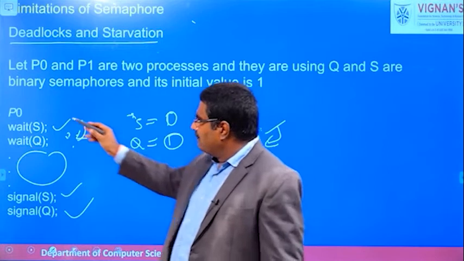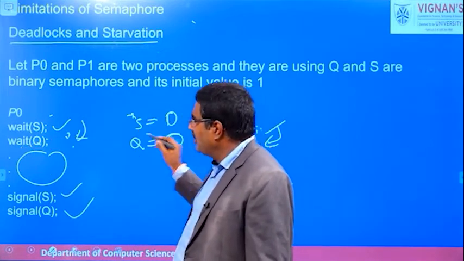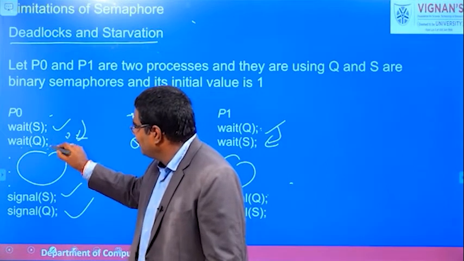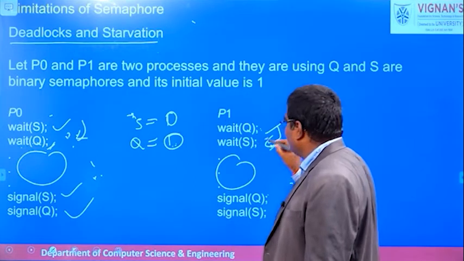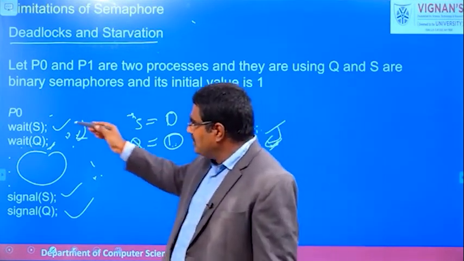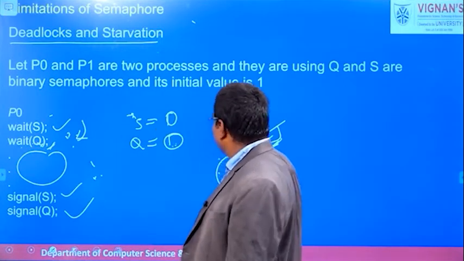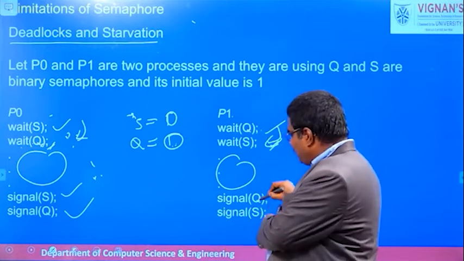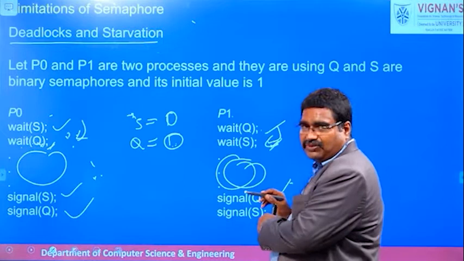So automatically P0 is executing the wait of Q. What is the Q at that time? It is 0. For that reason, P0 is waiting on the wait of Q. Similarly, P1 calls the wait of S. S is also 0, so it is waiting. That is nothing but P0 is waiting for P1 to release the Q, because P1 called the wait of Q. Then P1 is allowed after completion of the critical section only, it gives the signal of Q.